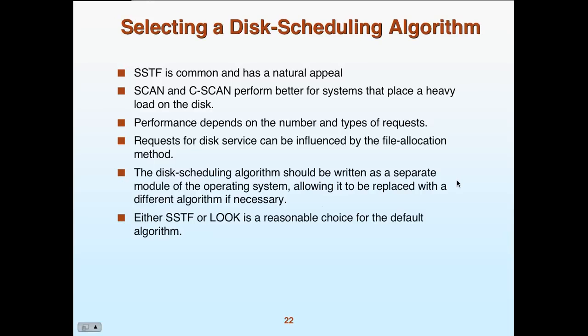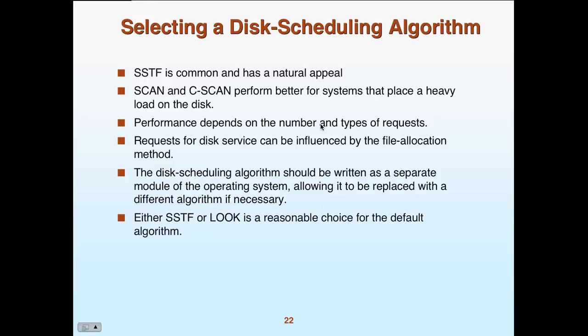The shortest seek time first is common and has natural appeal to it, but you have to sort the list. The SCAN and the C-SCAN perform better for systems that have placed a heavy load on the disk. If you're reading a lot from the disk, the SCAN or the C-SCAN makes a lot of sense, because if the arm is going to need to move a lot anyway, you might as well control the flow. Might as well just have it go from one end of the disk to the other end, a nice, smooth, easy movement that it can do 1,000 times a day, or whatever. And then you're going to minimize the breakage on the arm.